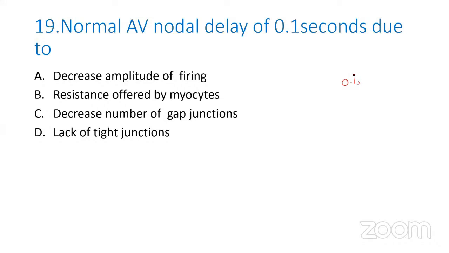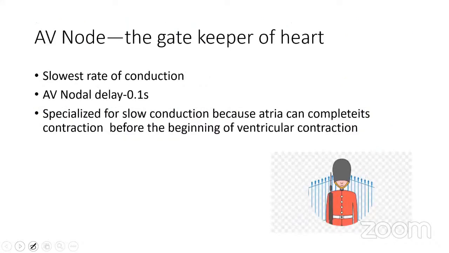It gives enough time for filling. After completing the contraction of the atria, there is a delay before the contraction of the ventricles starts, which helps enough filling of the ventricle. So there are many reasons, and the most important is the decreased number of gap junctions. The AV node is considered the gatekeeper of the heart, which shows a slow rate of conduction.